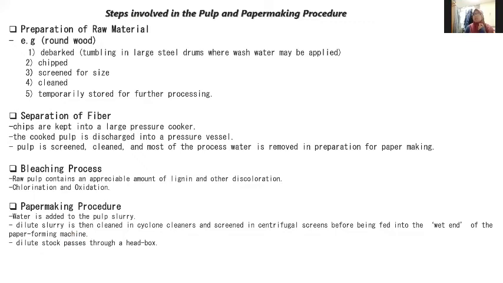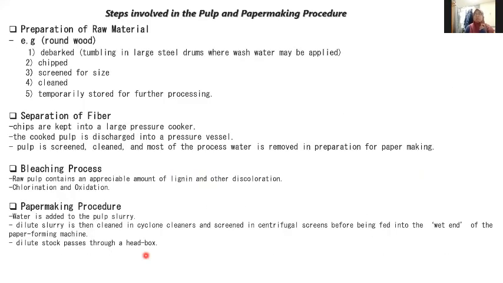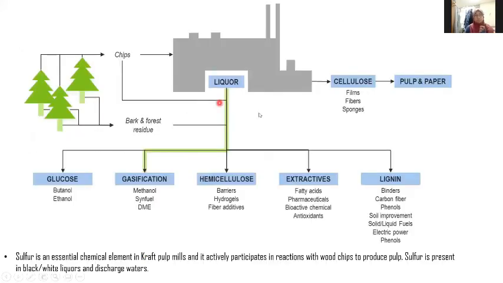Next, the dilute stock passes through a head box that distributes the fiber slurry uniformly over the width of the paper sheet to be formed. So this is the flow of the overall pulp and paper making procedure.